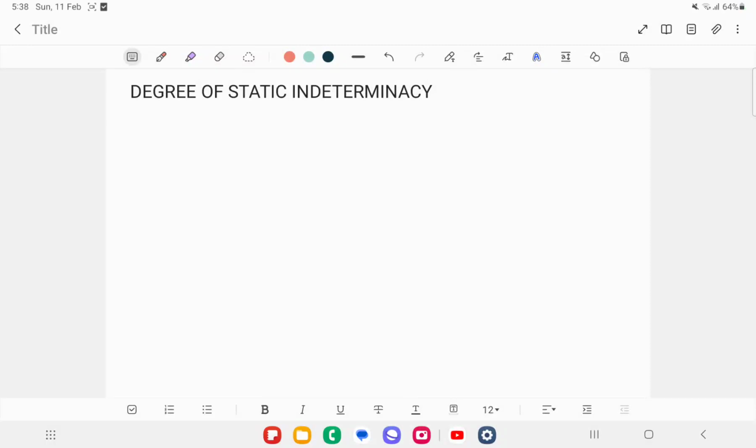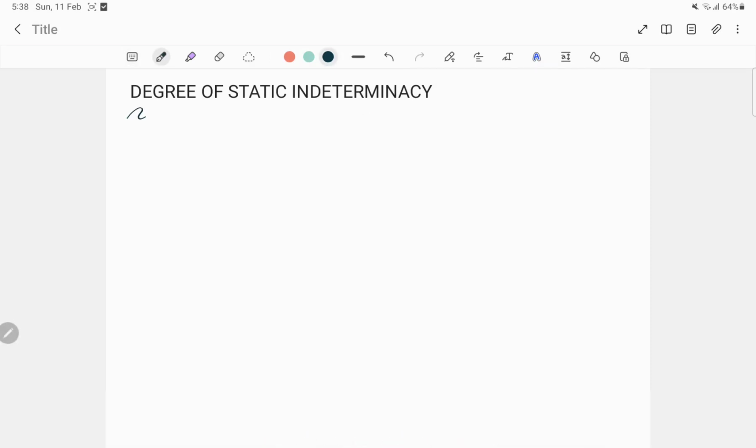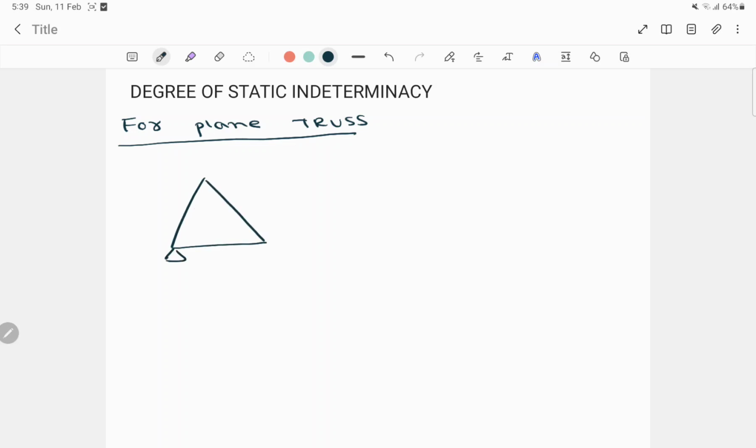In today's video, I will be covering a topic, degree of static indeterminacy for plane truss. This is the continuation of the last video which I have uploaded. So now for the plane truss, this is the basic diagram of the plane truss.